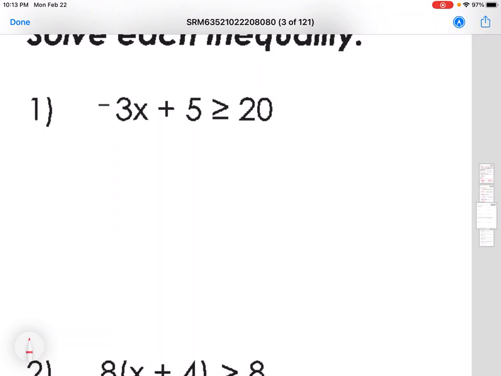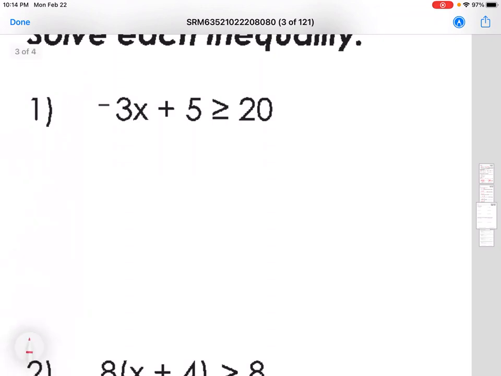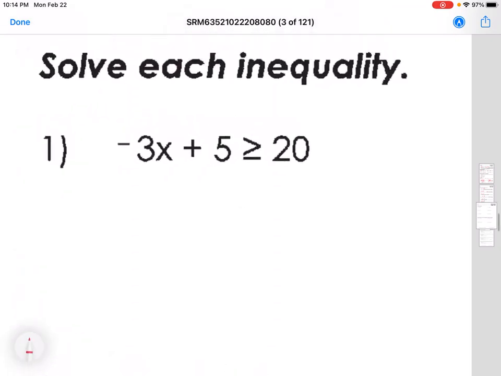So I have negative 3 times x plus 5. Following my order of operations, I'd want to do multiplication first, then my addition, but because I'm working backwards, I want to worry about the addition first, but I need to use inverse. So the inverse of adding 5 would be subtracting 5. So negative 3 times x is greater than or equal to 20 minus 5, which is 15.